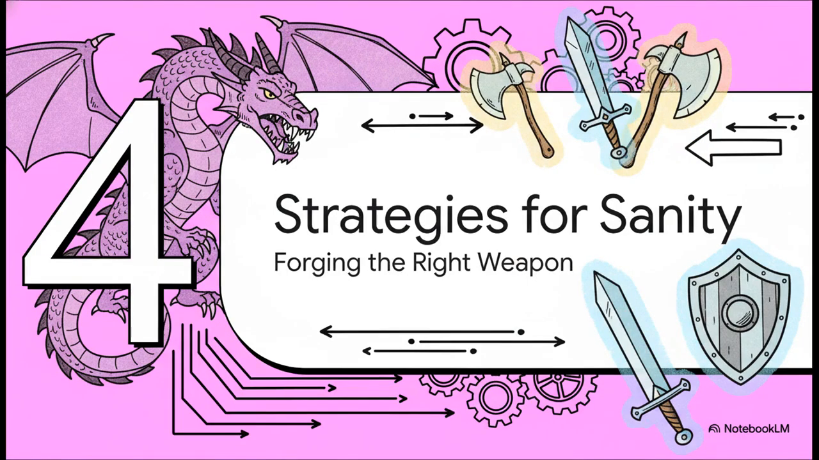So now that we've seen the problem, we've seen the monster, let's talk about the solutions. If merge hell is the dragon we need to slay, then the branching strategies we're about to cover are the weapons we can use to fight it. The goal isn't to stop branching altogether. It's about learning to use it in a smart, disciplined, and strategic way.